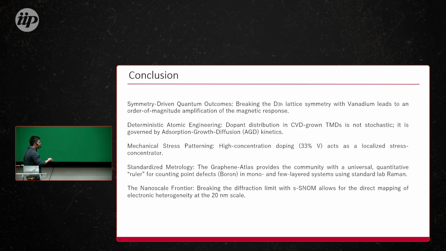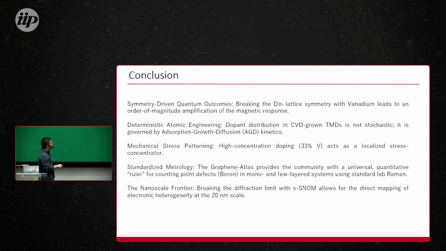So the message is, as long as you can control them, we no longer want just to characterize. We know how to do that quite well. Now we want to engineer defects for some applications. The symmetry driving here is because we are breaking the symmetry of the lattice, introducing some kind of atoms in the material. We can have a deterministic atomic engineering of dopant distribution, because now we have a model to try to predict how we can control that.